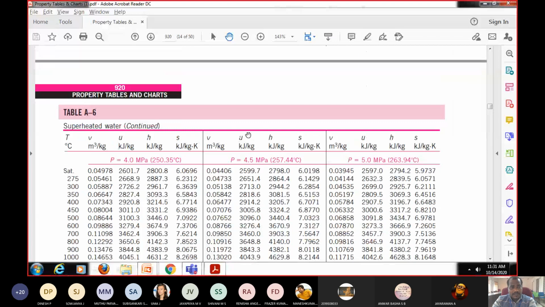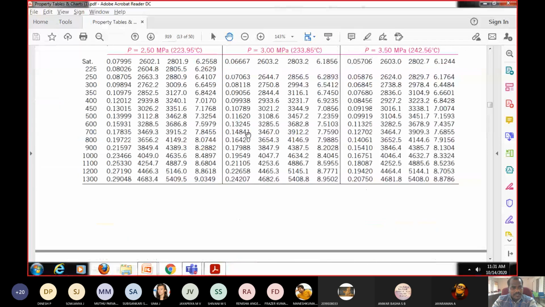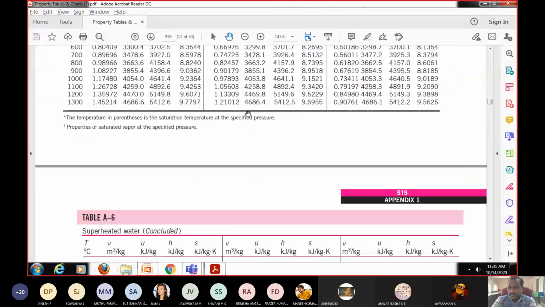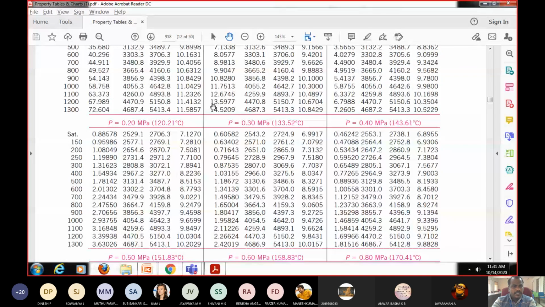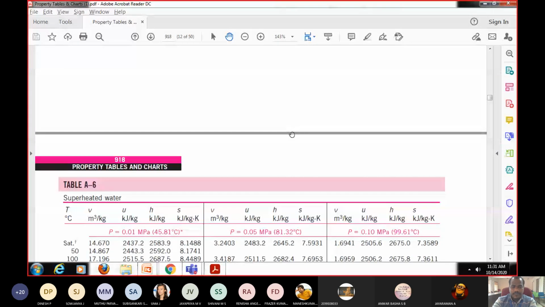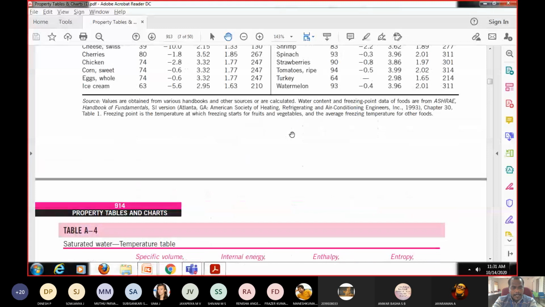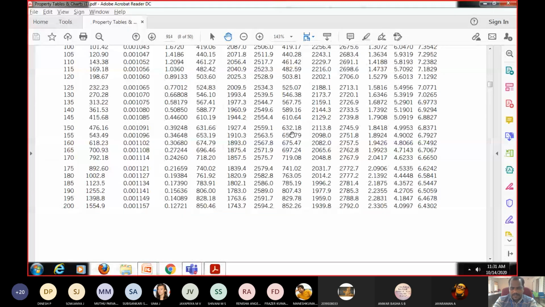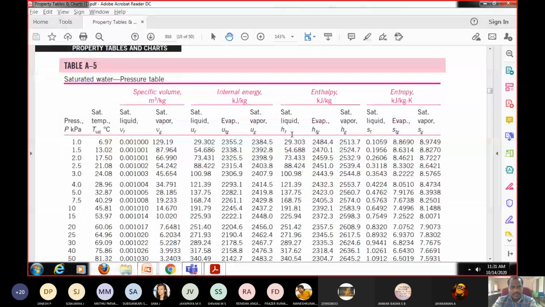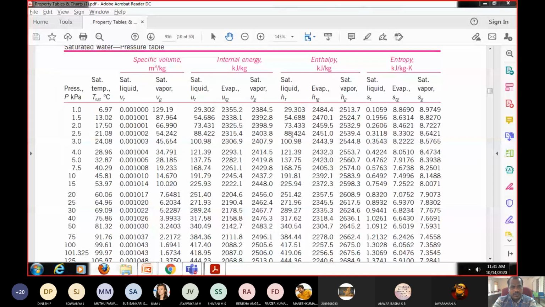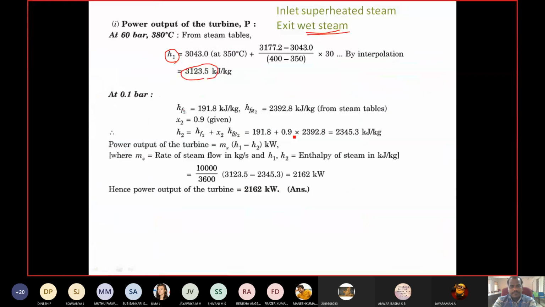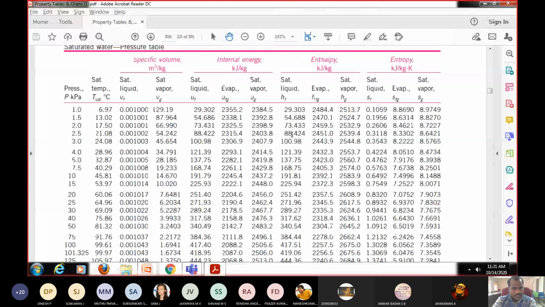1 bar is within 1000. Pressure table, temperature table, we have to look at. Here we have to look at 0.1 bar. That is 1 MPa, that is 1000 kilopascal.